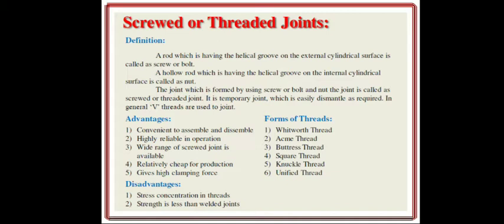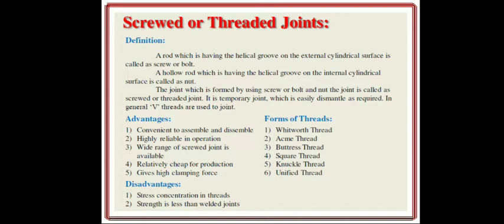The first one, it is convenient to assemble and disassemble. The second one, it is highly reliable in operation. Third one, a wide range of screwed joints is available. Fourth one, it is relatively cheap for production. And fifth one, it gives high clamping forces. So these are the various advantages of the screwed or threaded joint. Now the disadvantage is that the stress concentration in the thread is very high and the strength is less than the welded joint. So strength is the major issue in a threaded joint, as the strength is very low compared to the welded joint.